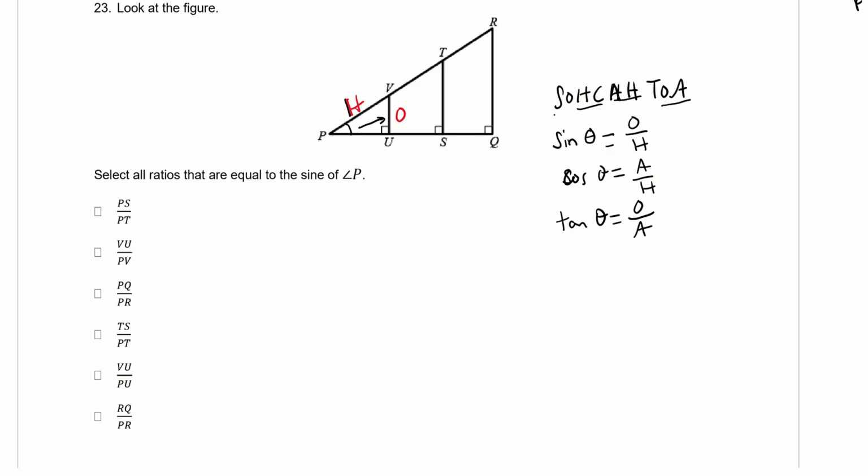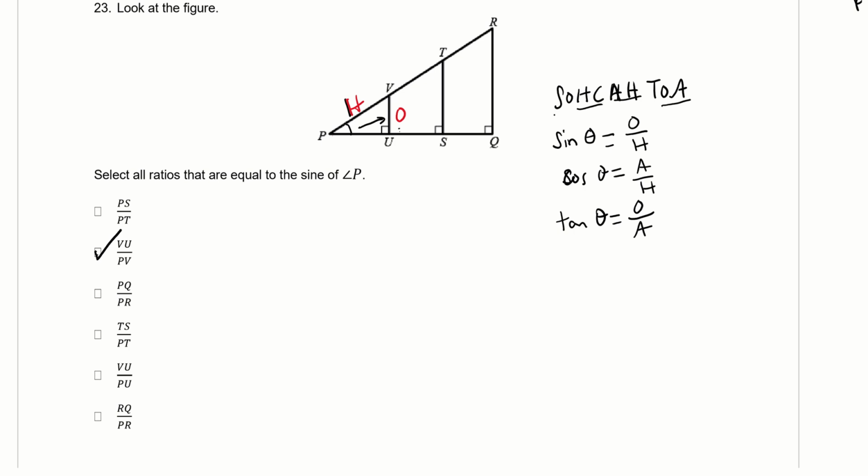Okay, and that's just looking at that triangle. So opposite over hypotenuse, which means it's going to be VU over PV. So this looks good right there.